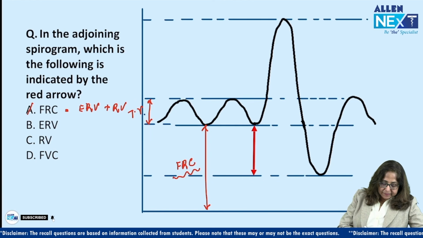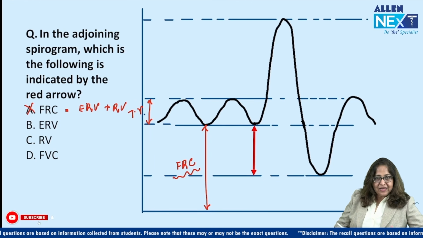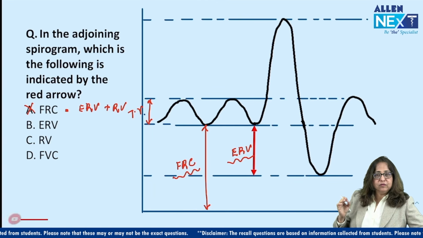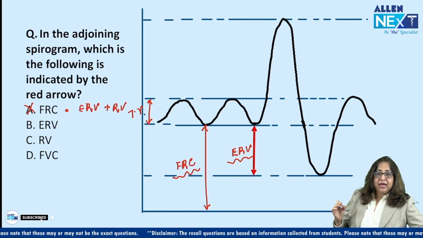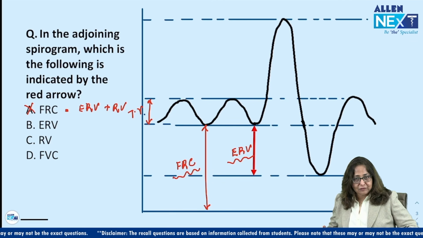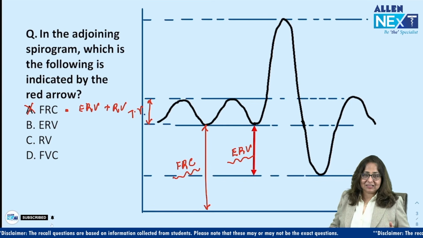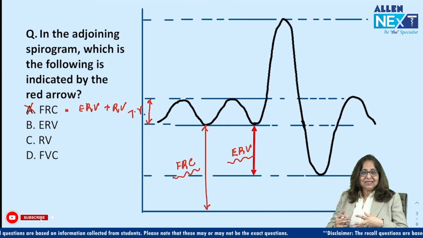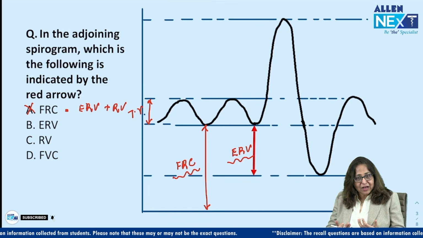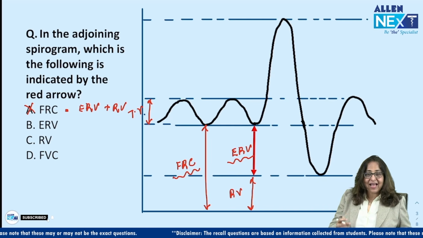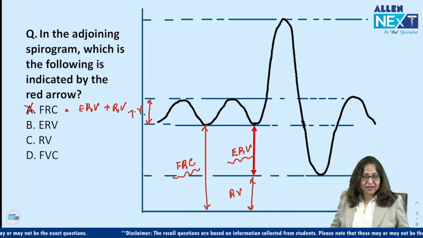So this is not my answer. Is it the ERV? Yes. What is ERV? Expiratory reserve volume. This is the volume of air expired forcefully over and above a tidal expiration. And what remains in the lungs once you've expired forcefully? Residual volume. And the sum total of ERV and RV is FRC.